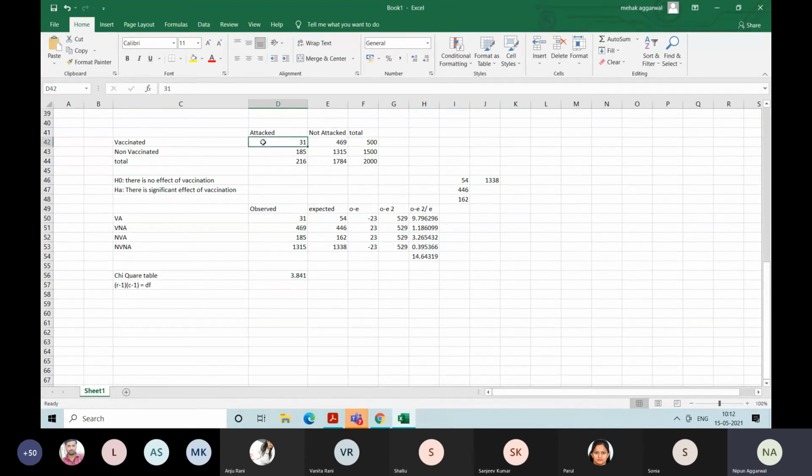So let's check it. We'll do hit and trial and check what happens when there is no effect of the vaccination.